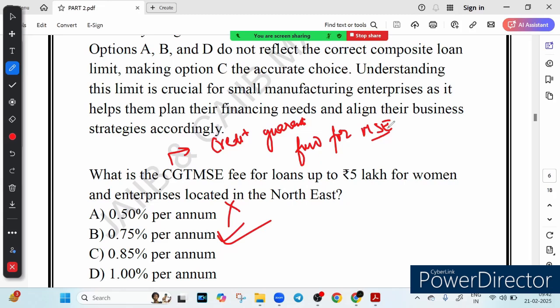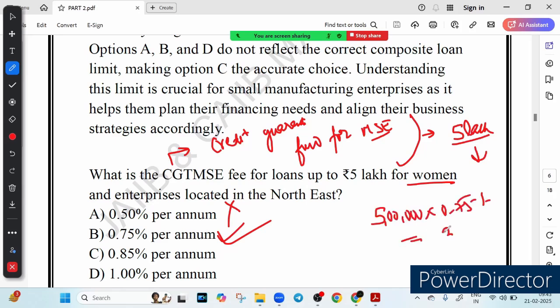So you know, for loan up to 5 lakh, the guarantee fee is 0.75%, also for women entrepreneur as well as enterprise located in the northeast region. Let me give you an example. Suppose a woman entrepreneur takes a loan of 5 lakh under CGTMSE, so her guarantee fee per year will be how much? 5 lakh multiplied by 0.75%, and if you calculate it, you will get 3,750 rupees per year. So the low fee structure encourages banks to lend to women business in the northeast by reducing their risk.